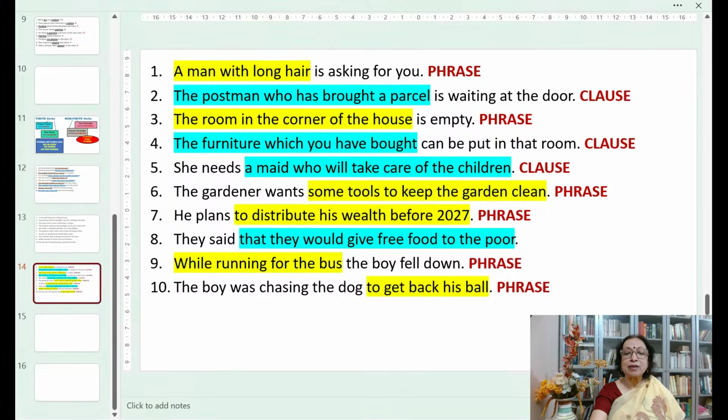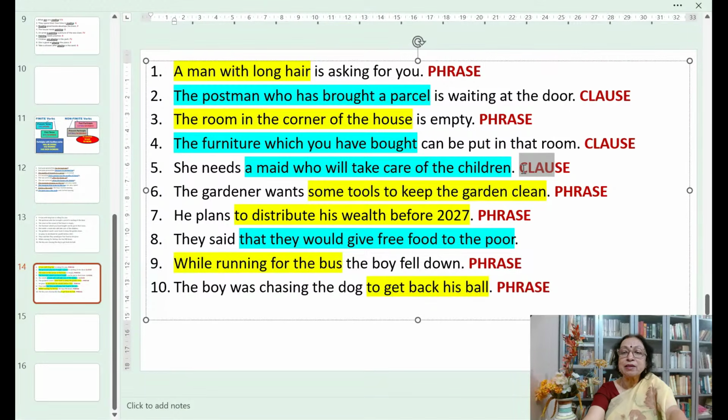Now let me just make the correction because when this becomes a video, it creates a problem. Okay, so here you have "while running for the bus" is a phrase. "To get back his ball" is also a phrase. "The boy was chasing the dog" is a clause. Obviously it is a clause.